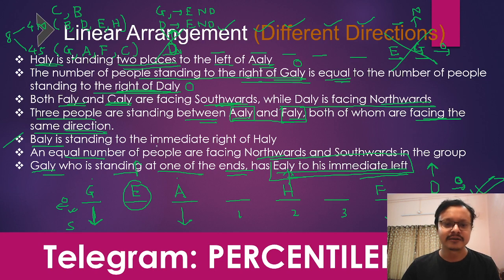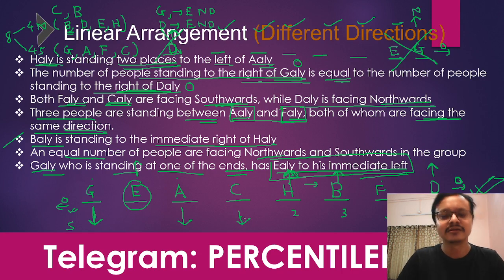What is the clue? Bali is to the immediate right of Hali. Now that we know Hali is facing northward, that is this direction, to the immediate right would mean Bali in this position. And Bali is also facing north. So Bali is here facing north. That leaves us with the remaining person, that is Cali, facing south and in this remaining position.